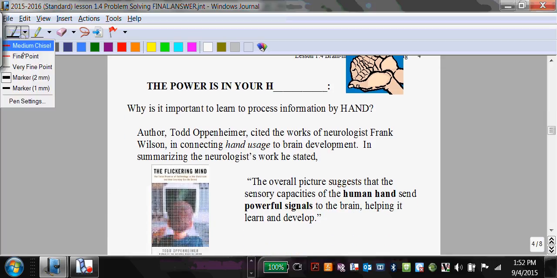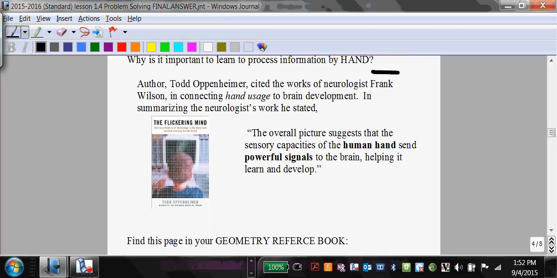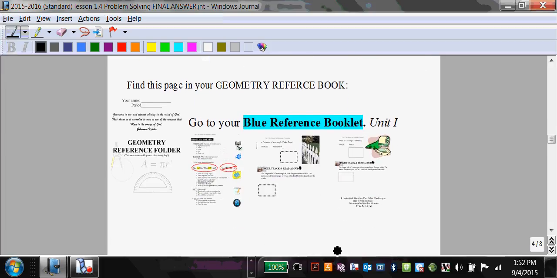All right, so one was your roadmap, the other was your hands. I'm not going to read this. You can read it at home. Just so you know, I'm totally not off my rocker. I have citations explaining this. Okay, ready? Go to your reference booklet.